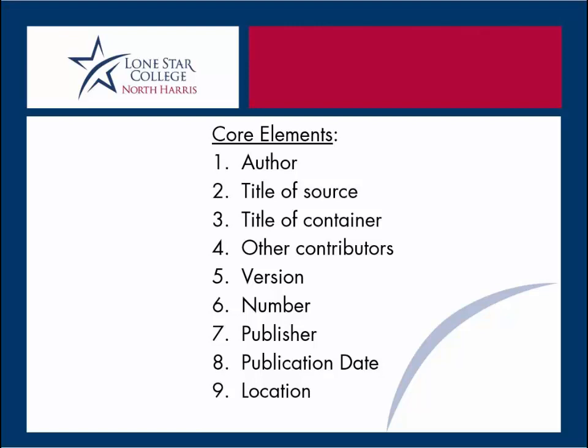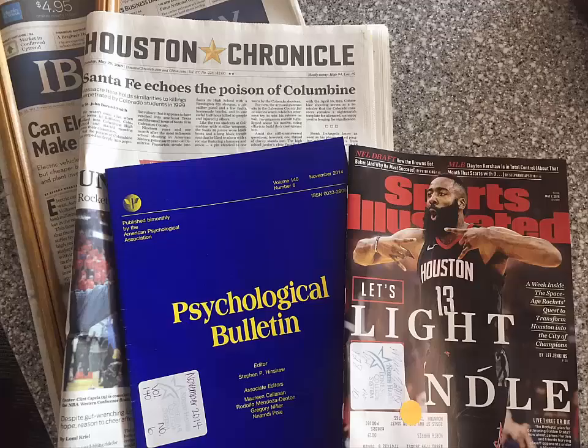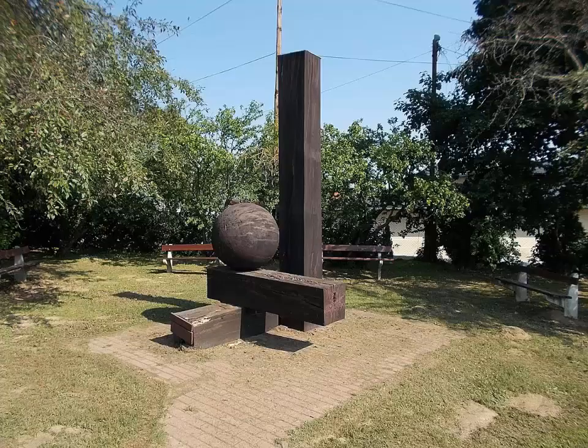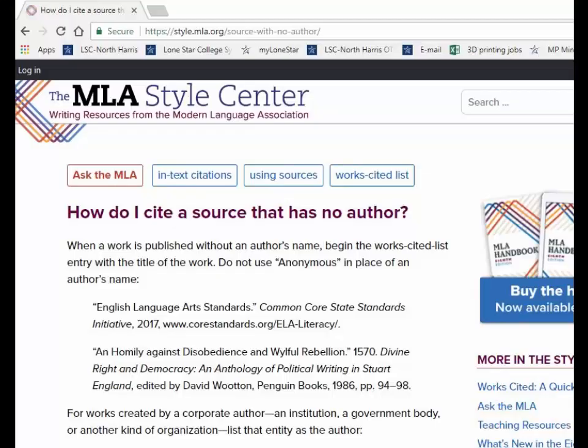This is a general list of the core elements, and not every source will have them. For example, most periodicals won't have a location, and most books won't have a number. Some sources, such as sculptures or photos, won't have a publisher. The general rule is this: if your source of information doesn't have a piece of information listed on the core elements, skip it and move on to the next one.